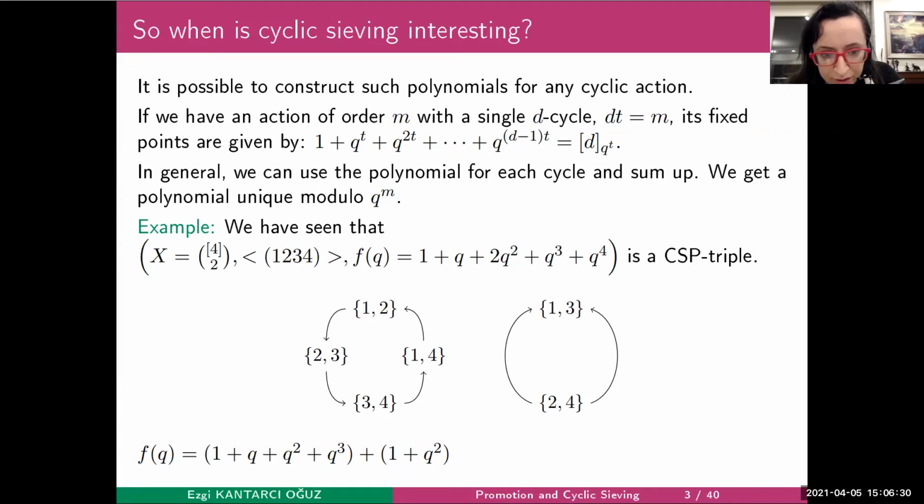And in this example, we do a similar thing, I think. Yes, that's where I have the mistake. The first polynomial is 1 plus q squared plus q cubed. The second should be q squared plus q to the 4, which is equal to 1 plus q squared modulo q to the 4. So we can say that this is not a particularly interesting example of cyclic sieving.